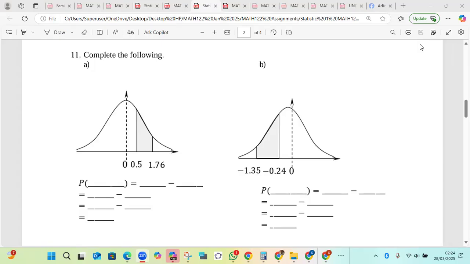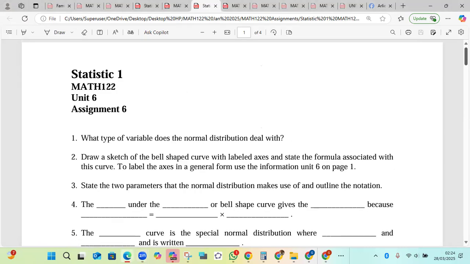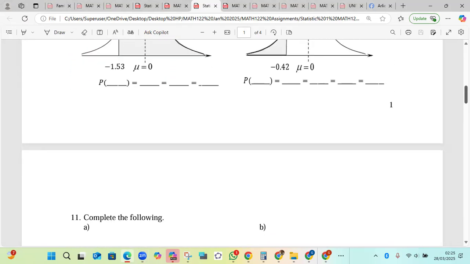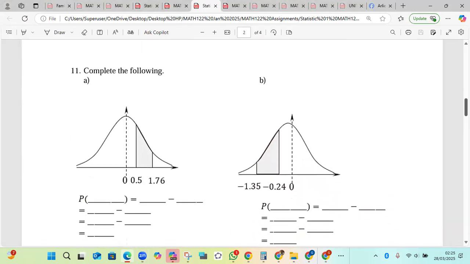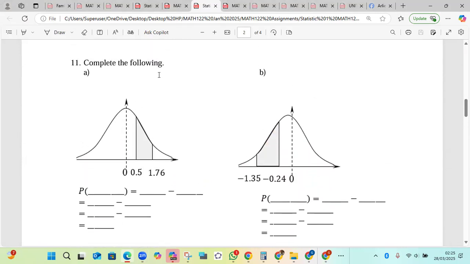In this recording, we are going to discuss number 11 in the Math 1 to 2, Statistics 1, Unit 6, Assignment 6. In the previous video, we discussed number 10. Now we're going to discuss number 11. It says complete the following.